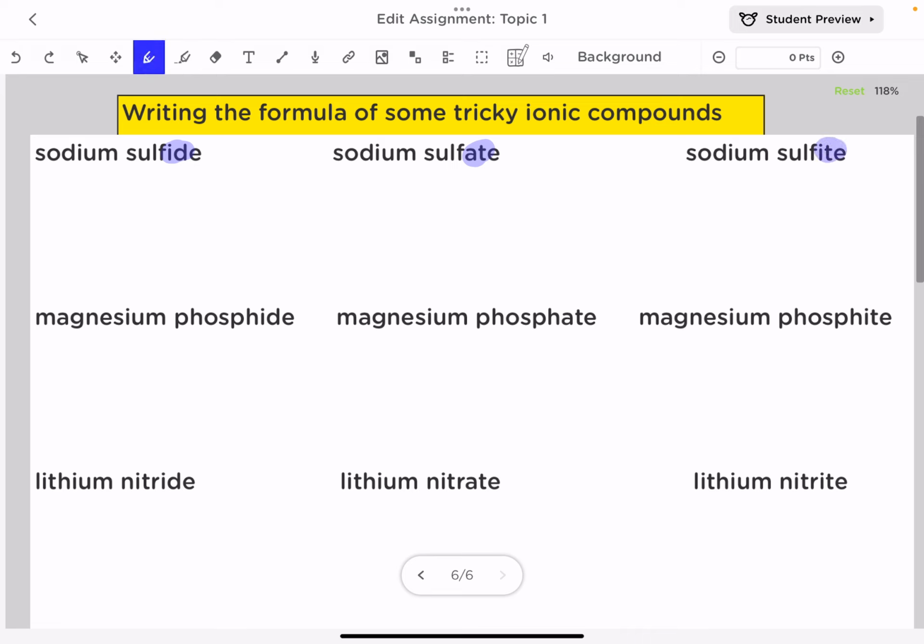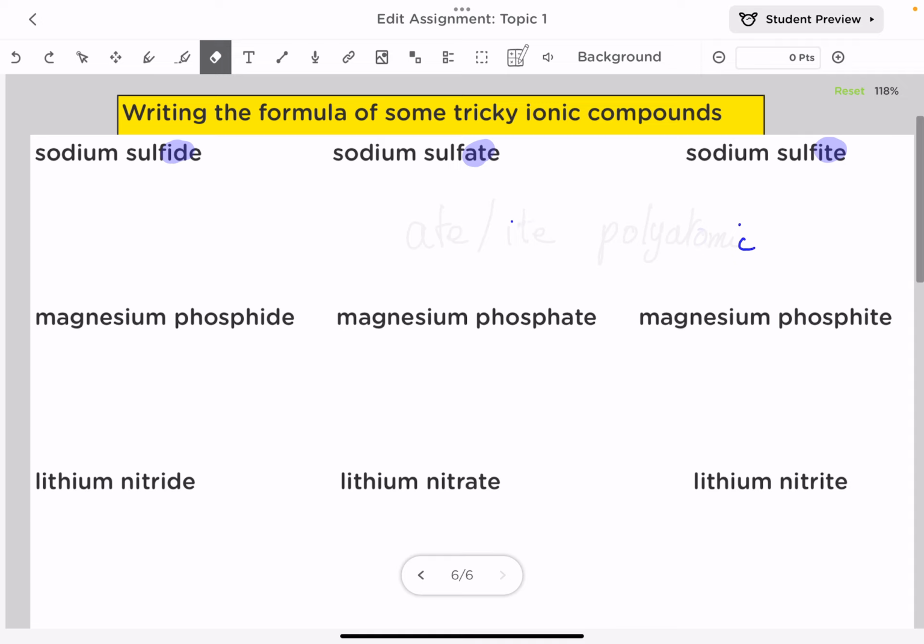Whenever the termination ends with ate or ite, it means that what we have is a complex ionic compound containing a polyatomic ion. Because the polyatomic ions, when we have them in the formula, the name will not change.